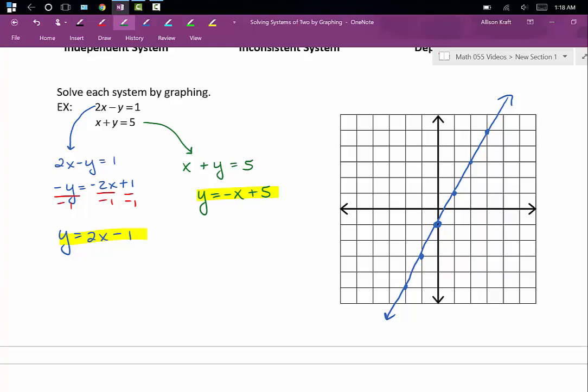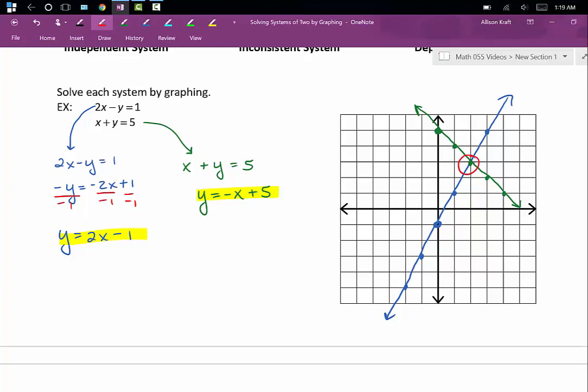Now we'll graph y equals negative x plus 5. This line has a y-intercept of (0, 5) and a slope of negative 1. So I'm going to go down 1, right 1, down 1, right 1. And I draw in my line. My solution is going to be my point of intersection right there.